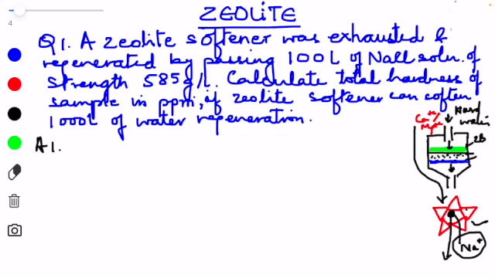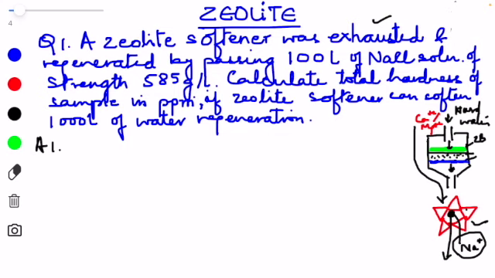It says a zeolite softener was exhausted. Okay, fine. That means the water has been passed through the zeolite softener, and now the zeolite does not carry any exchangeable sodium ions. How do we know that? Because the word exhausted is used for the zeolite over here. It does not carry exchangeable sodium ion anymore, because all of the sodium ions have been replaced by the calcium and magnesium ions.